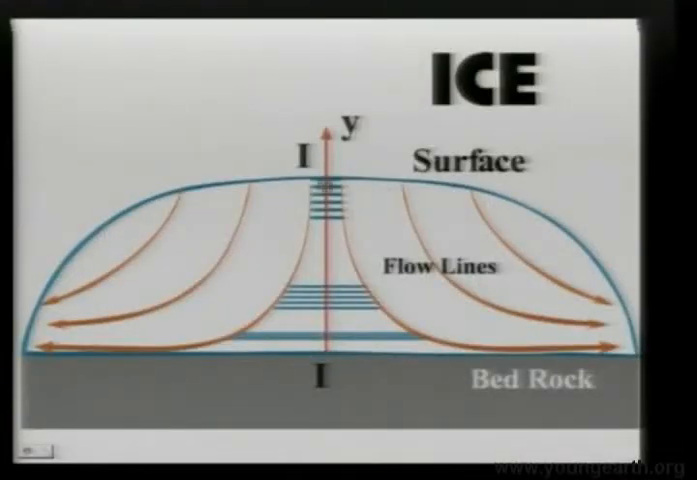So here's the uniformitarian model. It's been in equilibrium for a few million years. This is the Greenland ice sheet, I might add.